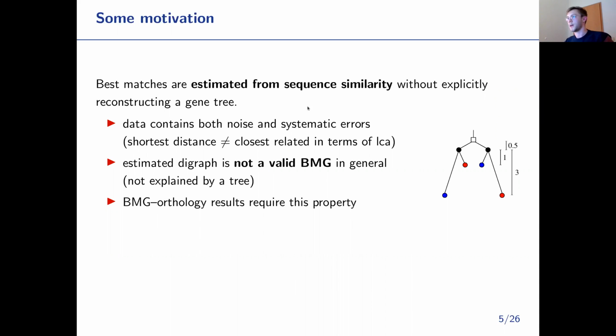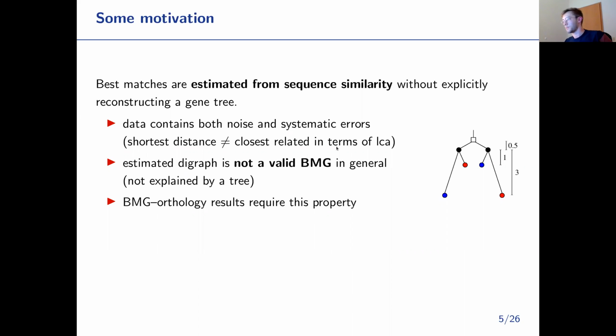And those are tools that try to estimate orthology directly from sequence similarity without explicitly constructing a gene tree, because this is expensive or error-prone, or we just don't want to do it. So we get a graph that is directly based on the similarity of the extant genes that we can observe. And of course, this has some problems because the data always contains noise and also systematic errors. And by systematic errors, I mainly mean that the shortest distance, which is more or less equivalent to closest similarity, is not always the same as closest relatedness in terms of last common ancestors.